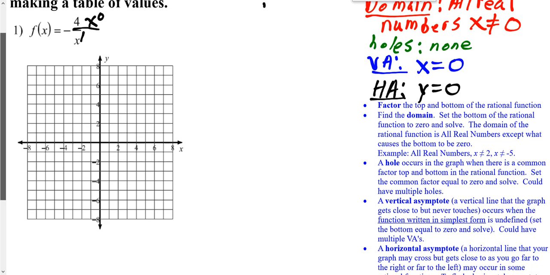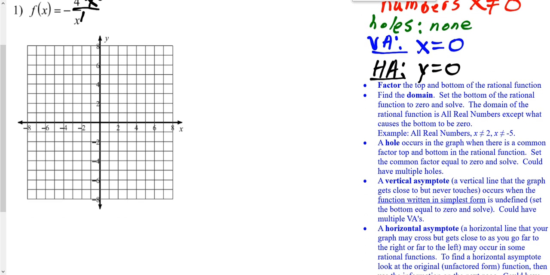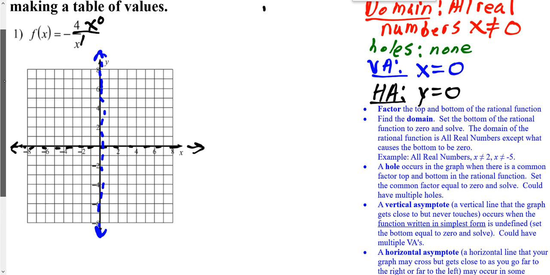So now I can go ahead and graph some of this stuff. Y is equal to 0 would be a dotted line going across here. My x equals 0 is my vertical asymptote. That would be a dotted line going up and down here. I have no holes, and I have my domain.